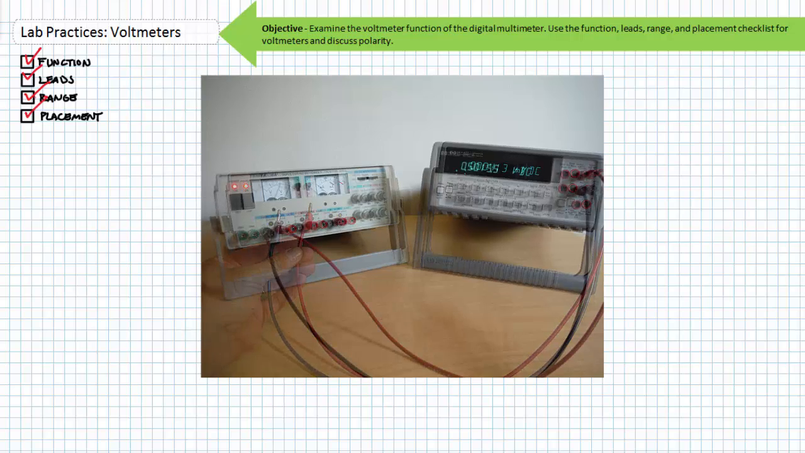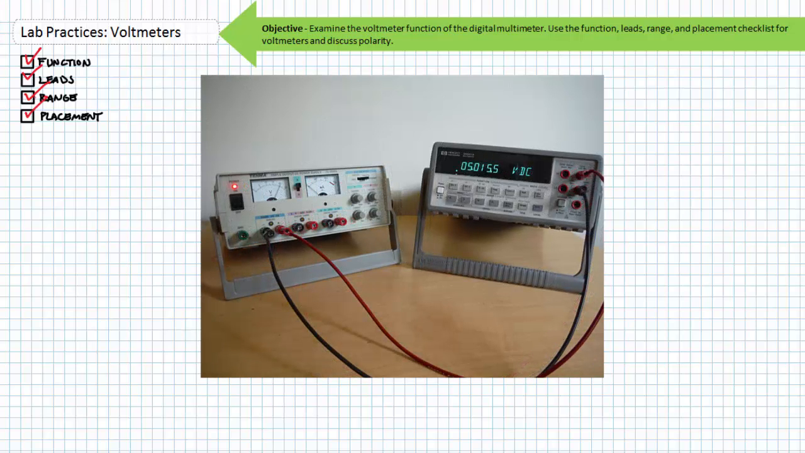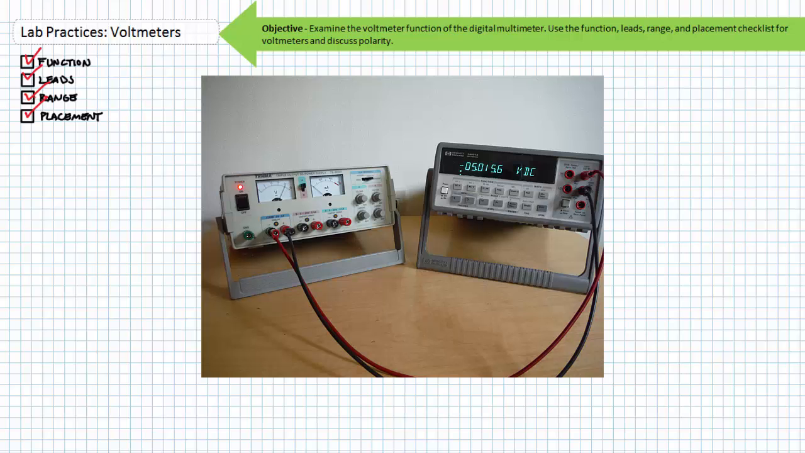Placement. Now that we're in DC voltmeter function, our leads are in the correct place, and we're in auto range, all we've got to do is place our voltmeter leads across our terminals of interest. In this case, we're again observing close to our expected value of 5 volts. If I swap the leads, we would expect to observe the same magnitude but of opposite polarity.